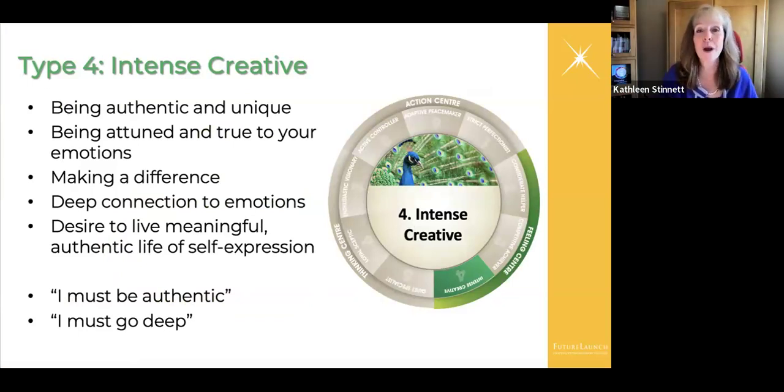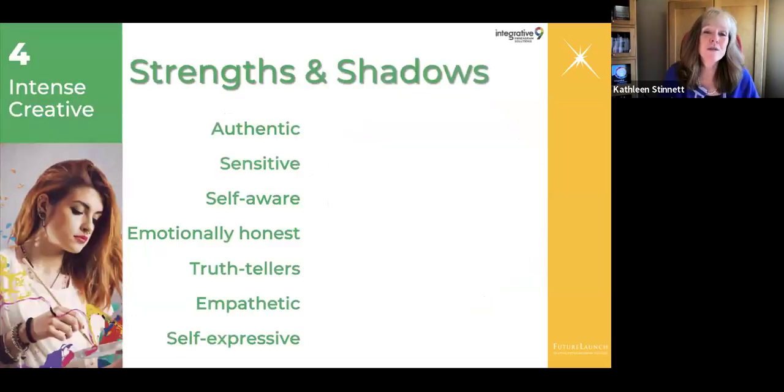They believe that the way that they will get the world to reflect back to them in a positive way and create a positive image is by being authentic. So our 4s tend to be very authentic, and they don't want surface shallow conversations. They want to go deep with you. So the strengths of our 4s, they are that sensitive, authentic, self-aware, emotionally honest people.